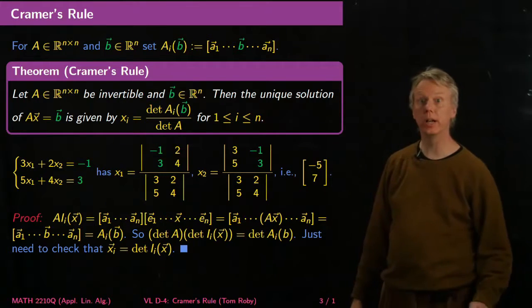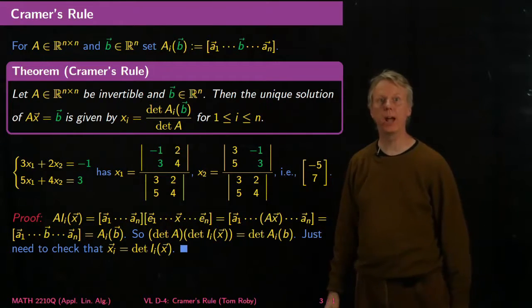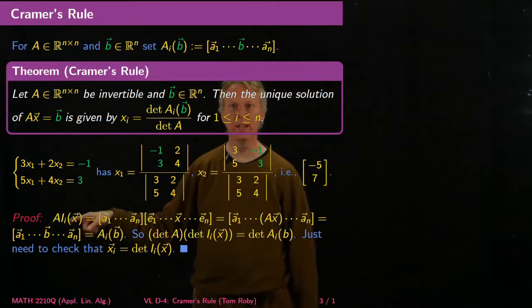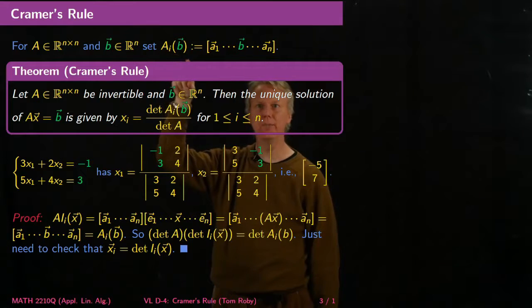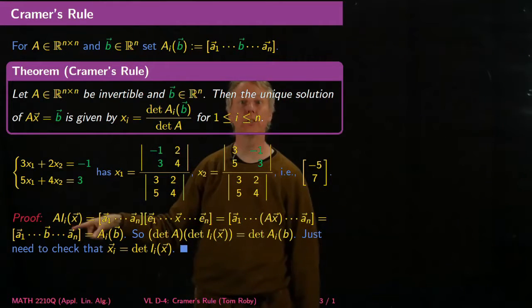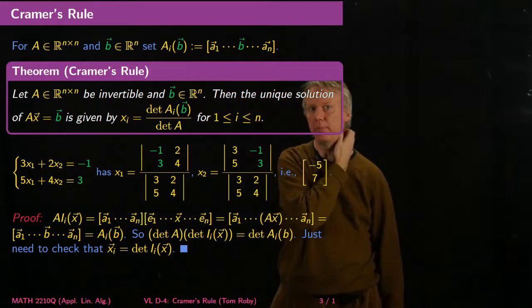And the proof is only a couple of lines. It just takes a minute to unpack what's going on. So here's what I want to do. I'm going to take this definition, A_i of b, and apply it to the identity matrix. I'm going to take the n-by-n identity matrix and replace the ith column with x. There's nothing to stop me from doing that.